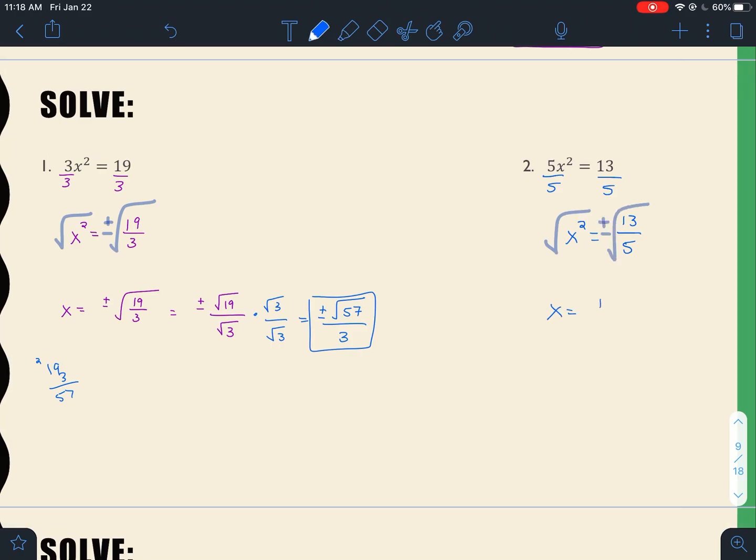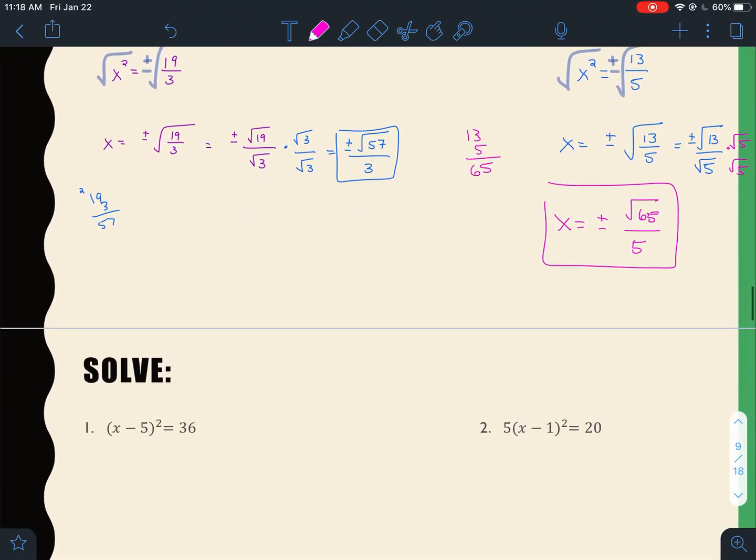So x is going to be plus or minus the square root of 13 over 5, which would be plus or minus the square root of 13 over the square root of 5. Then rationalize, multiply the top and the bottom by the square root of 5. And 13 times 5 would be 65. So we're going to get x equals plus or minus the square root of 65 over 5.